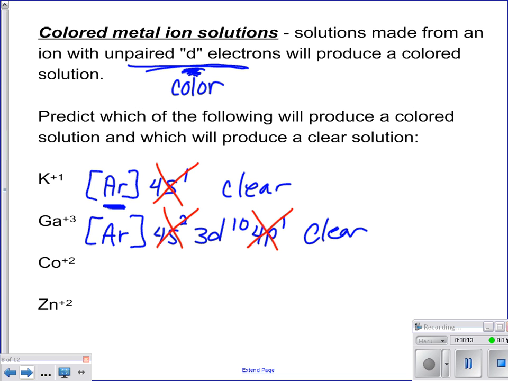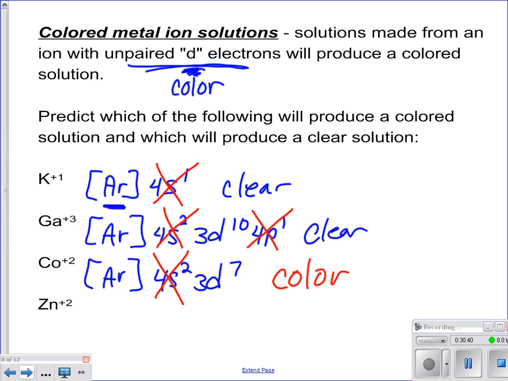Okay, cobalt. We're going to look at cobalt, which is number 27. Again, we're going to say it's argon, and so then we get to our 4s2, 3d, 1, 2, 3, 4, 5, 6, 7. Well, it's cobalt with a +2, so those 4s electrons go away. Any unpaired d electrons? Yay, we get to see some color.